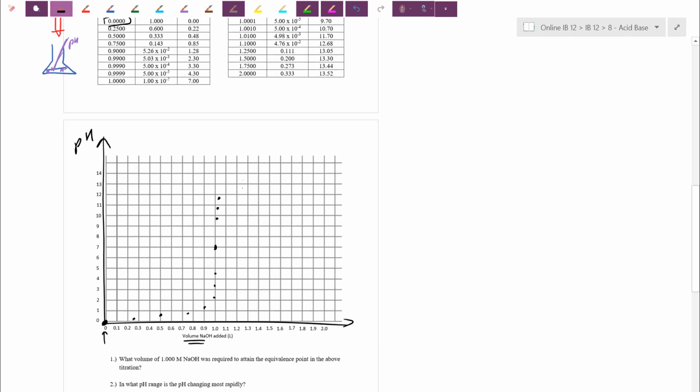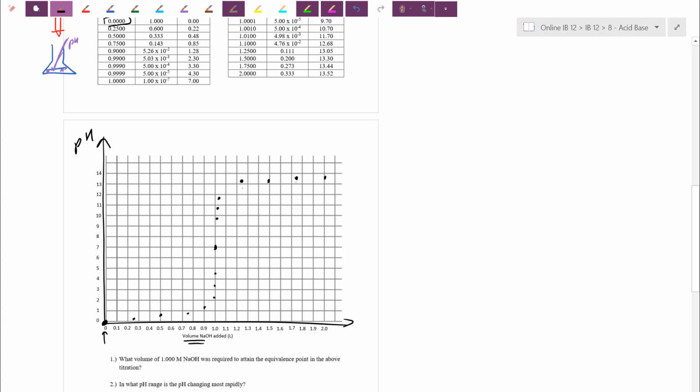Do this graph for yourself. 1.75 is 13.44, maybe somewhere out there. And then 2, the final reading, when I've added 2 liters worth of base, is actually 13.52.